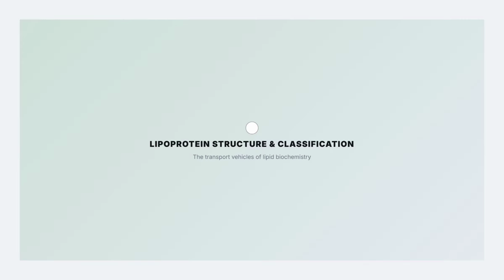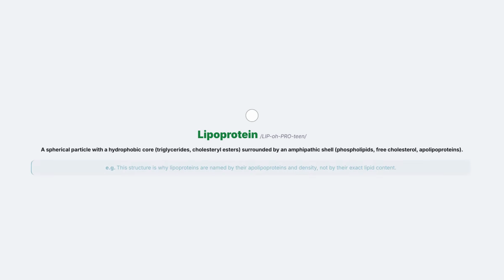The answer is the lipoprotein, a spherical particle with a hydrophobic lipid core wrapped in an amphipathic shell, engineered specifically to shuttle water-insoluble lipids through an aqueous bloodstream. Every lipoprotein shares the same basic architecture: a hydrophobic core of triglycerides and cholesterol esters, surrounded by a single layer of phospholipids, free cholesterol, and apolipoproteins, the amphipathic shell that keeps the whole particle soluble in plasma.